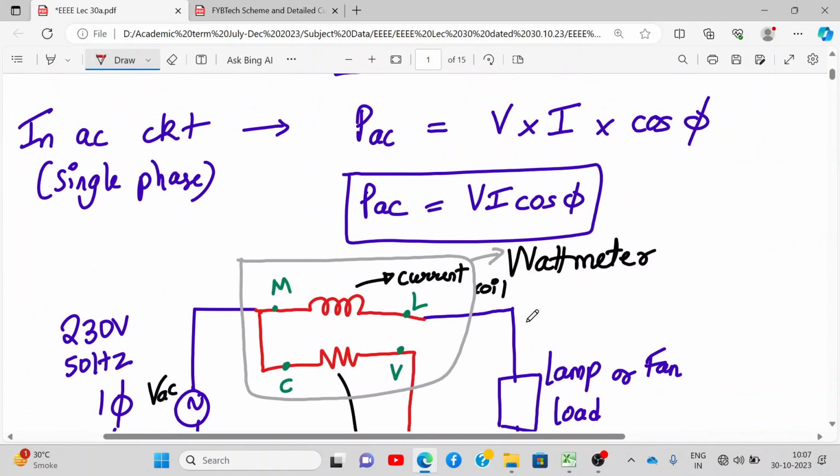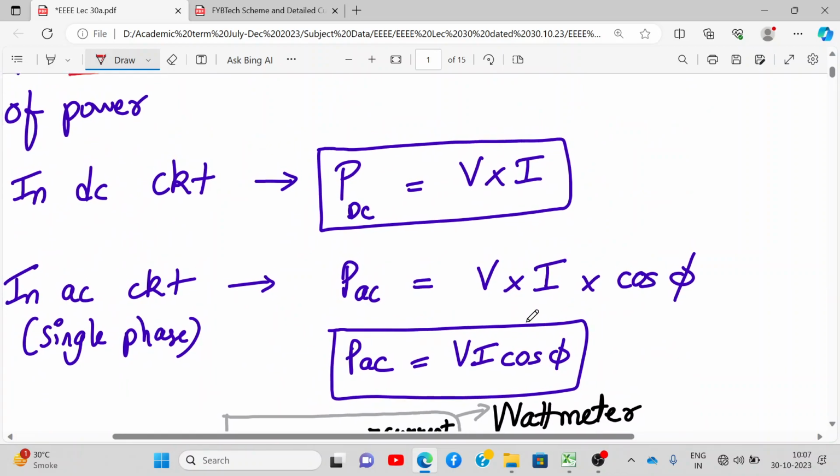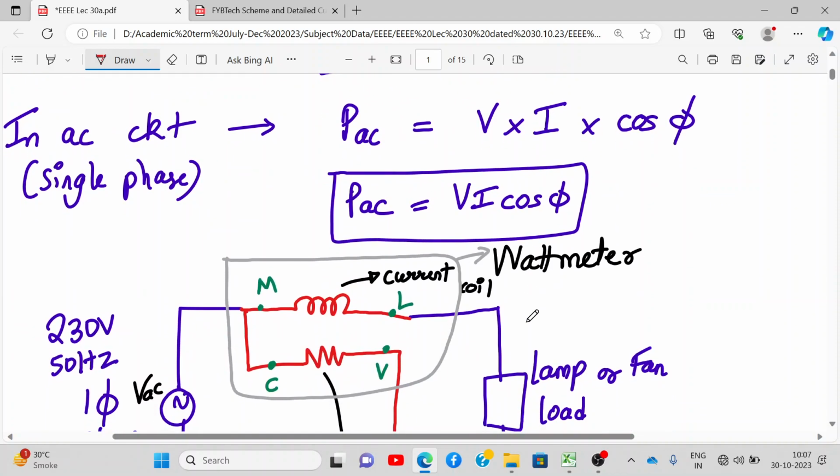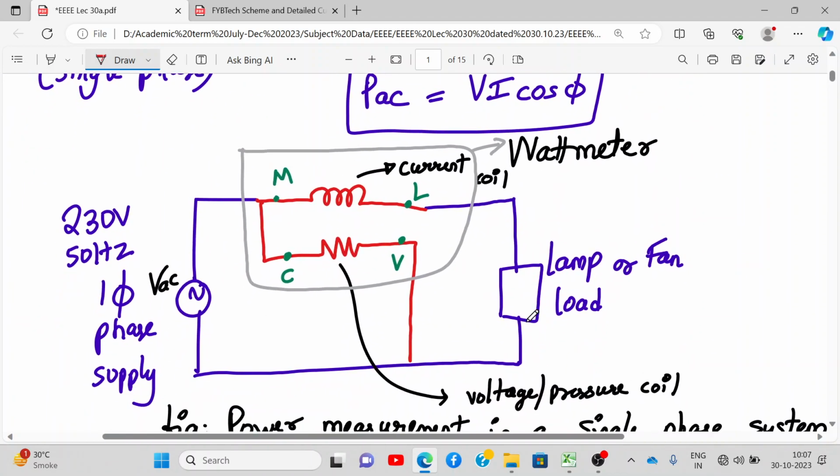So write down the formula for power in a single phase system. VI cos phi. In DC it is VI. In DC there are three formulas, V into I, I square R and V square by R. In AC circuit single phase it is VI cos phi. And three phase we have written last time, right? Root 3 VL IL cos phi.